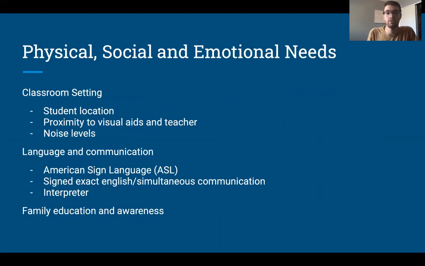Now we're going to look at the physical, social, and emotional needs of students with hearing impairment. Your biggest thing is going to be the classroom setting. We're looking at where the student is placed within the classroom and the proximity to the visual aids and the teacher. This means that students are going to have a better chance of hearing what is happening in the classroom, as well as looking at the noise levels. Any background noise can inhibit the student from hearing or gathering the necessary information provided during instruction.